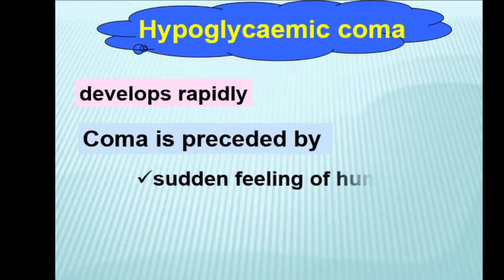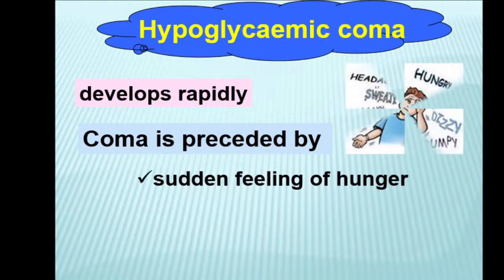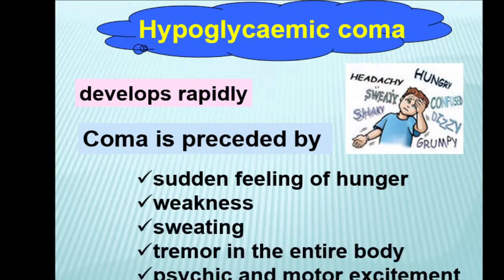Sometimes the patient can feel, for a short time, sudden hunger, weakness, sweating, tremor in the entire body. For a short time they may be overexcited and then fall. But this process is very fast, sometimes some minutes, and the patient suddenly falls on the street. It may happen to a patient who has been given insulin.